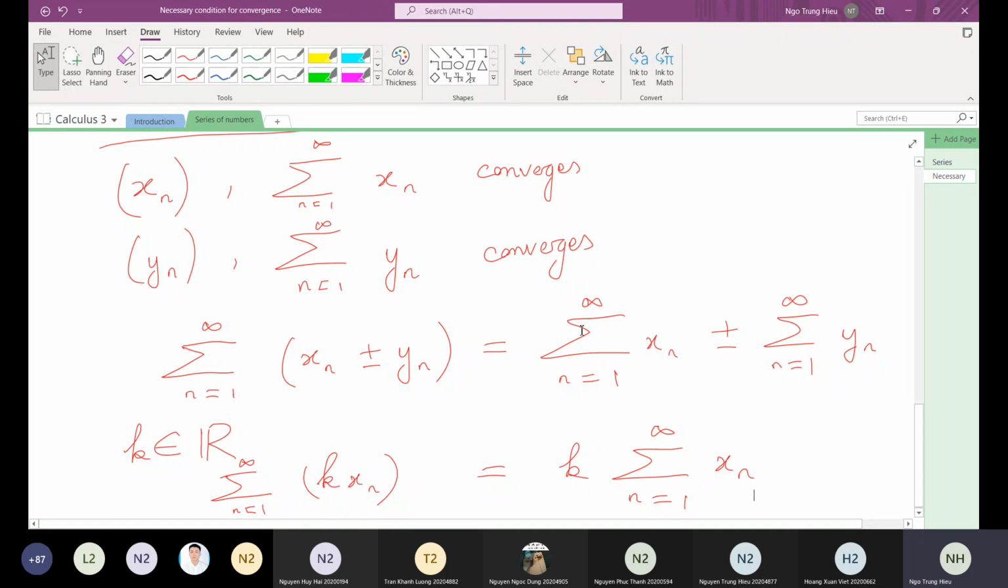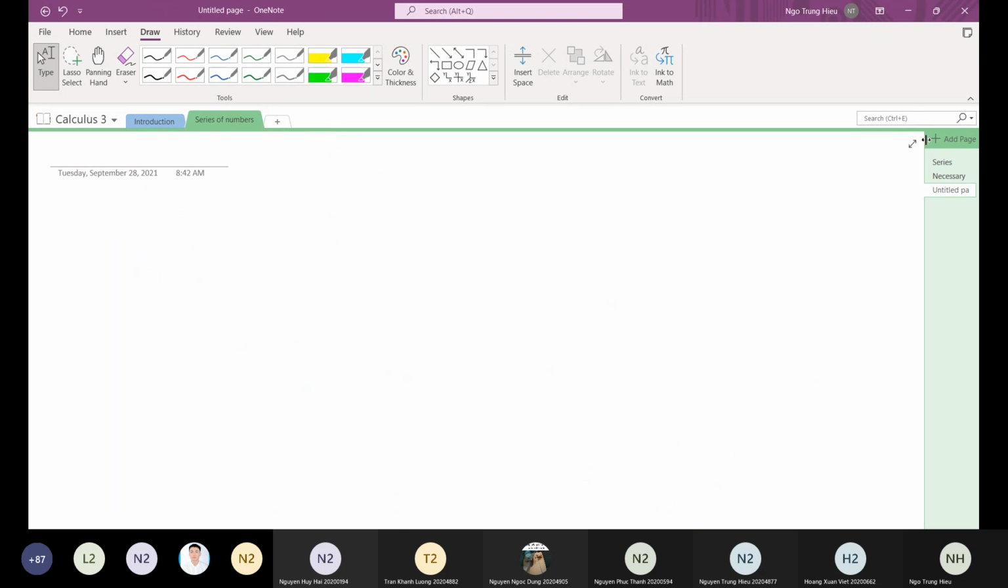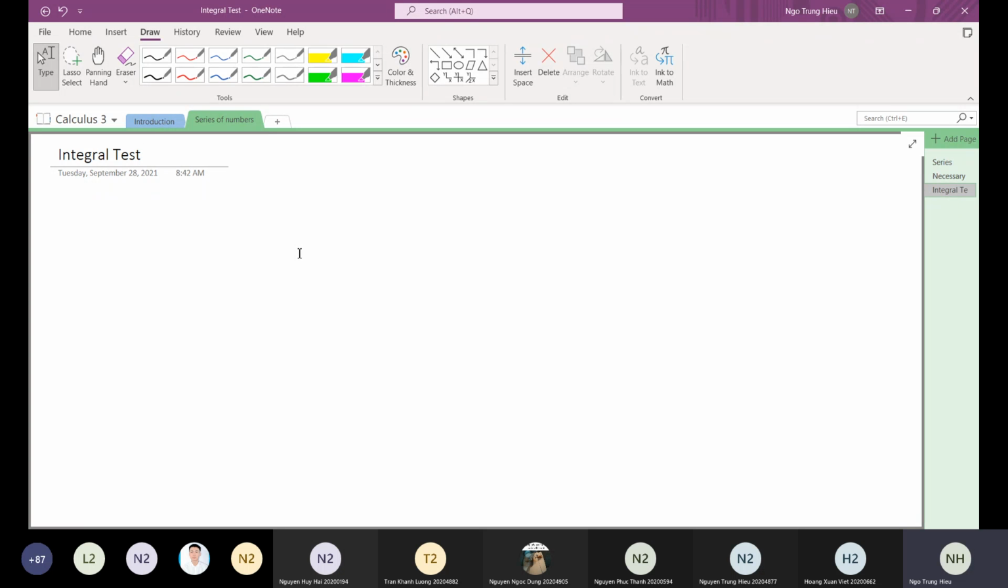All right, so let's continue with some theorems about the convergence of a series. Previously we saw a necessary condition. Now we will see some sufficient conditions. Our first sufficient condition will be called the integral test, and it applies for positive series.